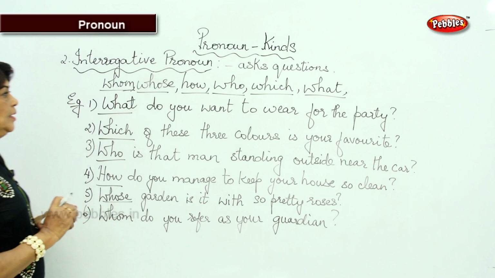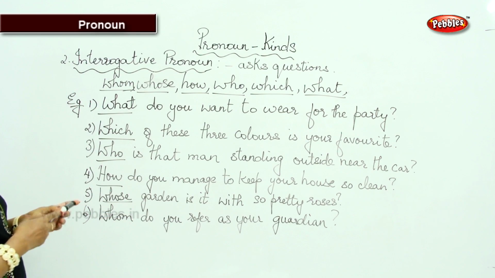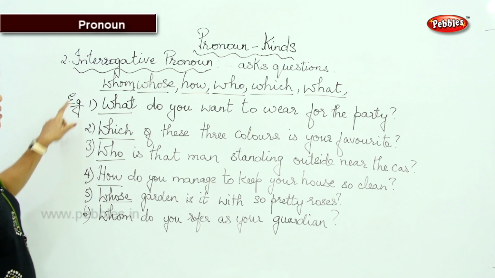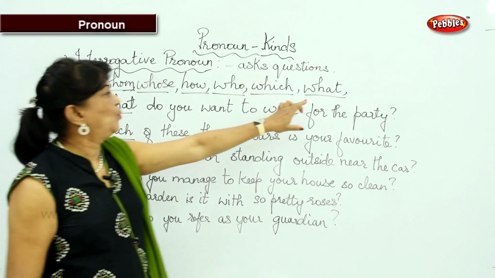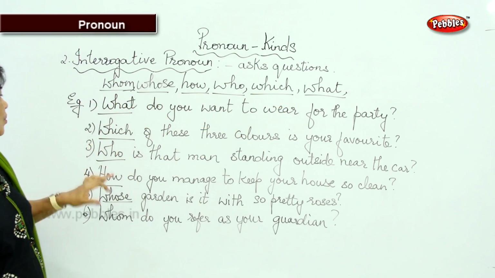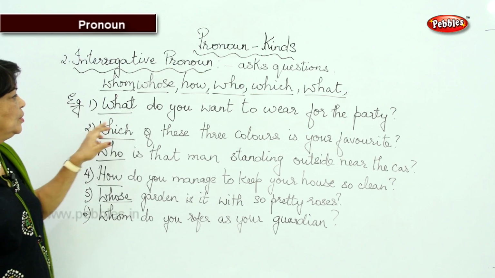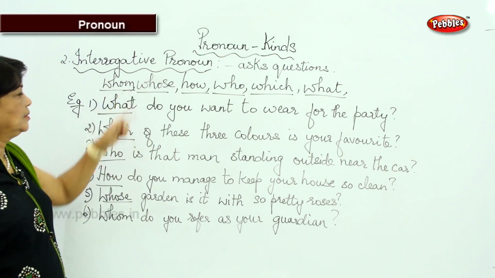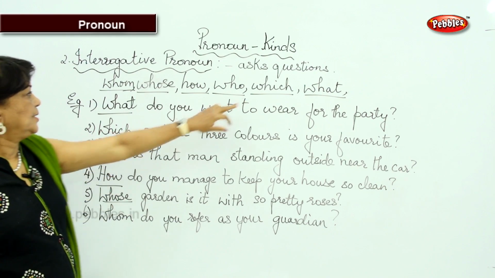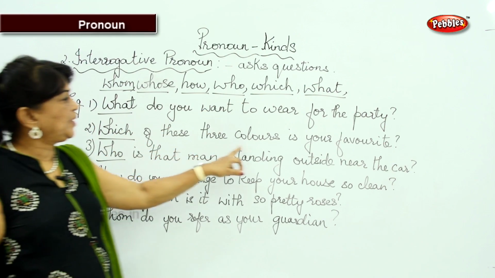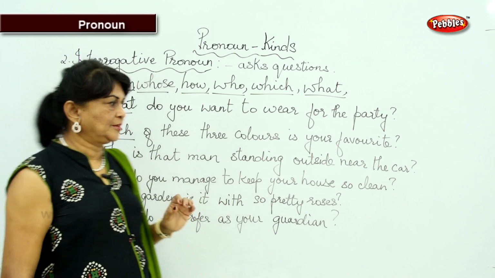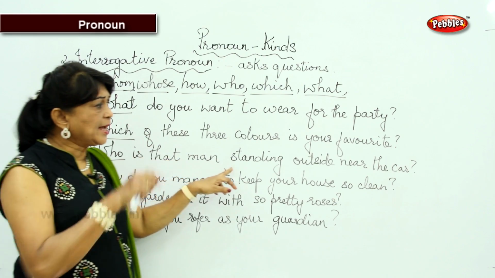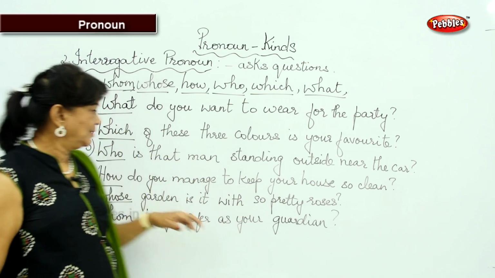Okay. Now, if you see, we have finished all the 6 different interrogative pronouns. We have what, which, who, how, whose, whom. The first one, what. What do you want to wear for the party? What is an interrogative pronoun? Next one, which. Which of these 3 colors is your favorite? Next one, who. Who is that man standing outside near the car?